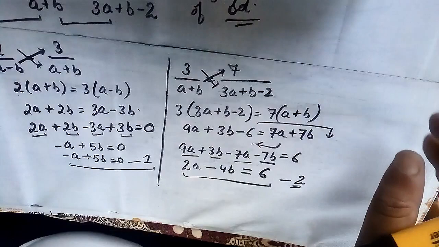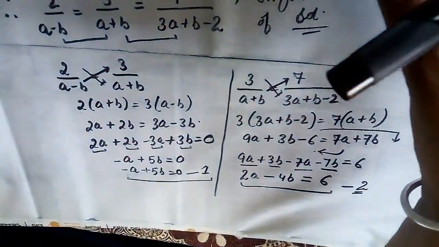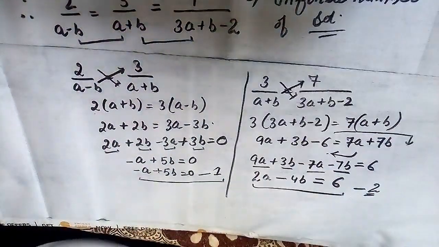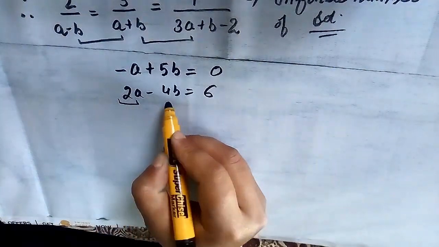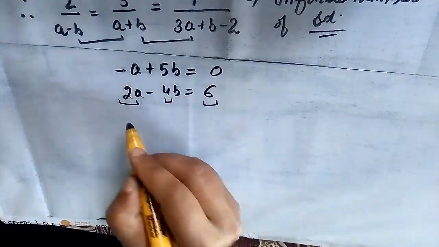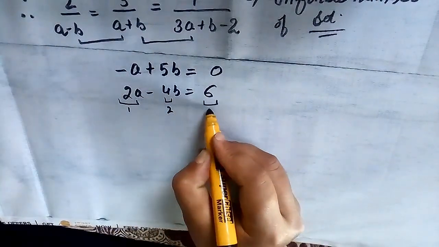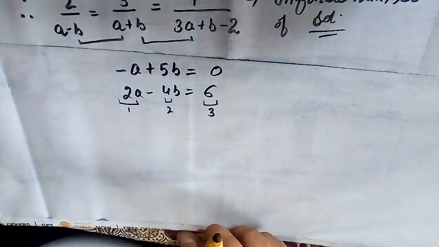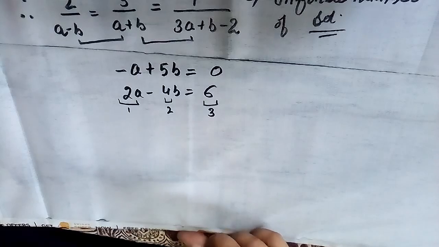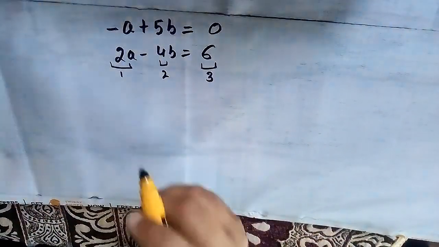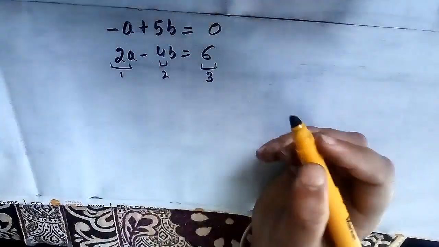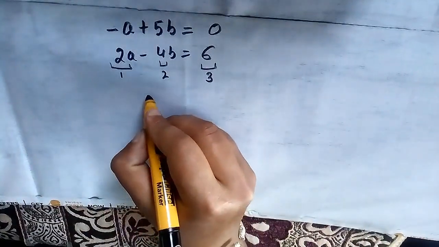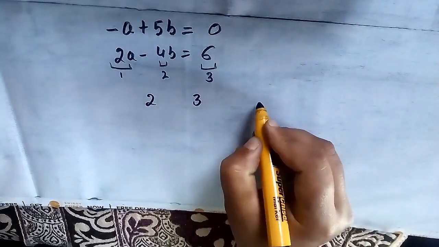Now we have to find out the value of a and b by solving these two linear equations, and here specially I will use the cross multiplication method to solve this pair of linear equations. So let us give them codes 1 to 3 again. 1 to the coefficients of the first column, 2 to the coefficients of the second column, and 3 to the third column.